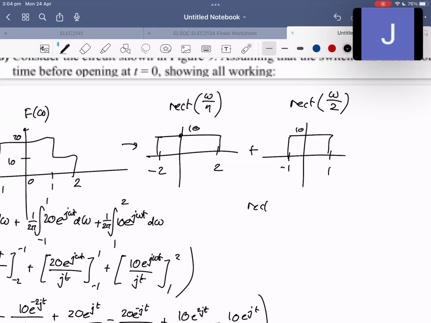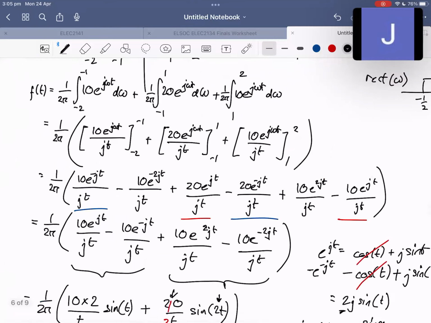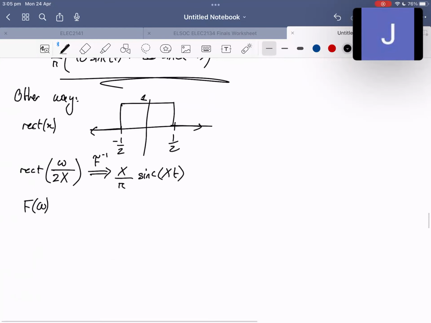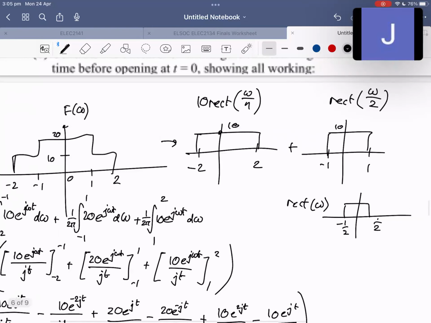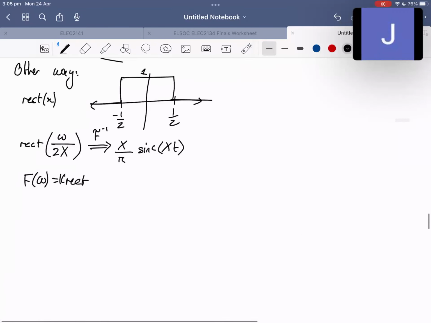Because again, rect of omega is just the same thing, but between a half and minus a half. Hopefully I haven't lost anyone so far, because I doubt many of you have heard of this function. So I can write f of omega as 10 rect omega on 4 plus 10 rect omega on 2.